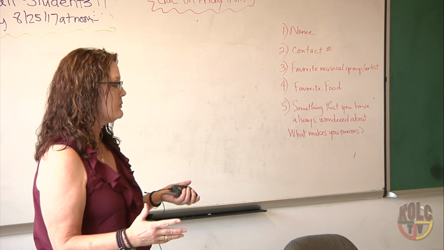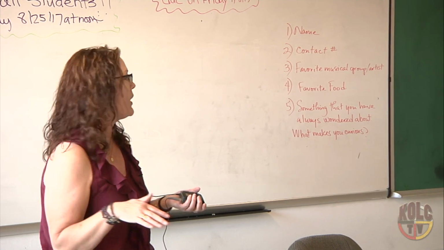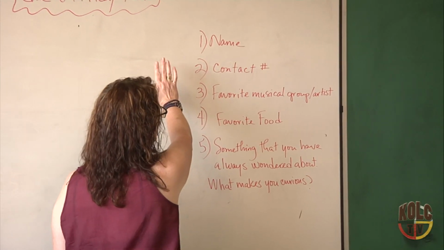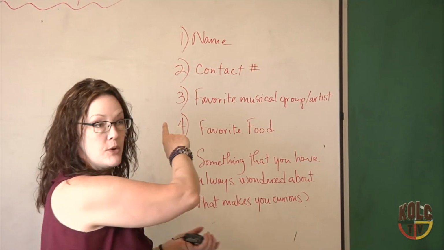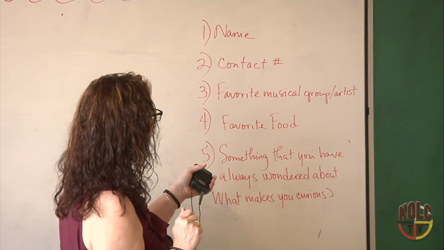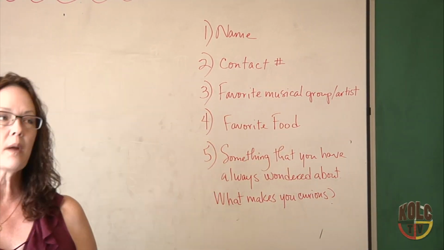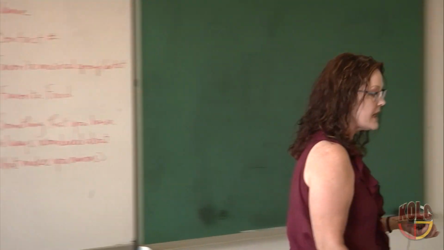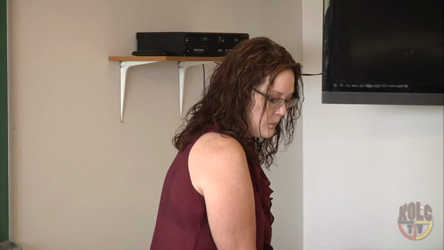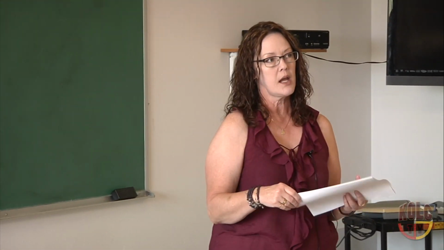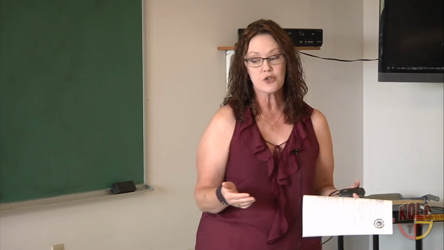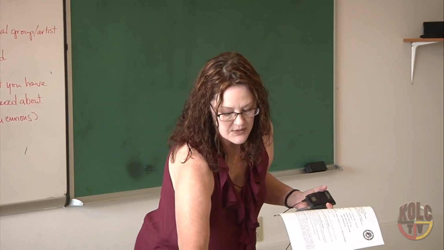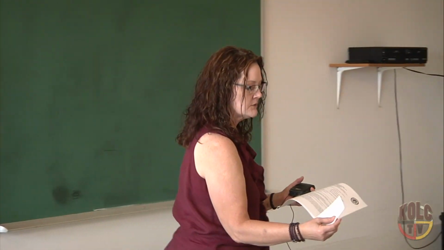So one of the first things that we'll do is we'll just go around, and you don't have to give me all of this stuff. What I want you to give me is your name, your favorite musical group or artist, and number 5, something that you've always wondered about or that makes you curious. Because this is a Composition 1 class and we do writing, you basically will be doing compare and contrast and other rhetorical strategies, and because you're going to be doing that, you will need some of those skills. Work on those skills.